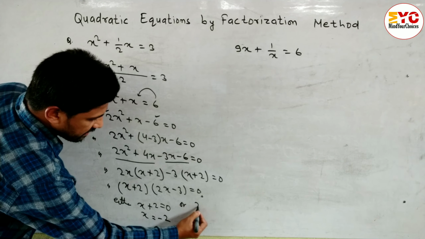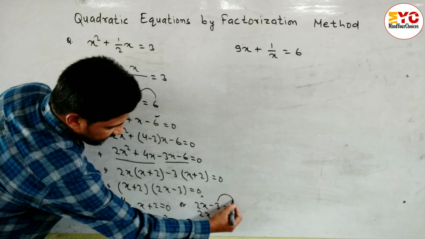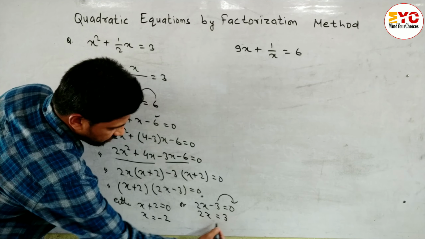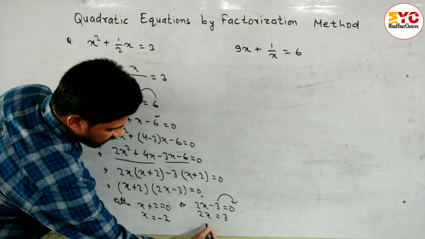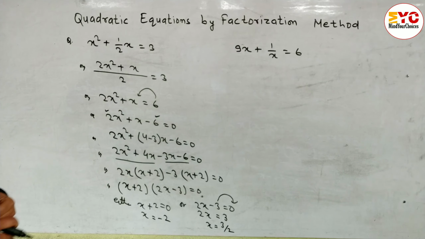Or the next one, 2x minus 3 is equal to 0. 2x is equal to 3, when you take 3 to the right side. x is equal to 3 by 2. Hope you understand this question, how to solve by factorization method. Now the next question.